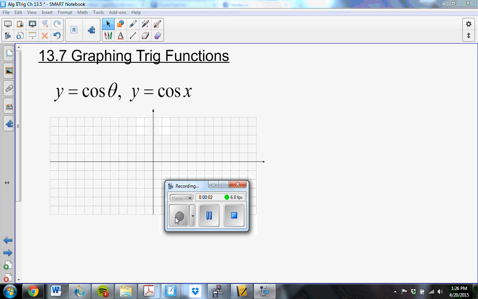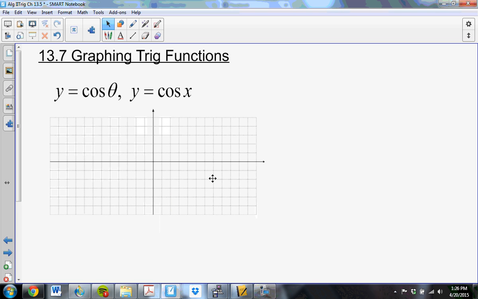Okay, 13.7 is graphing trig functions. We're going to start with sine and cosine, and then make another video for tangent later. Graphing cosine functions, our x value, our variable, now stands for an angle. Usually when you graph functions, x is the independent variable and can represent really anything. In these cases, it represents the angle of a function specifically.